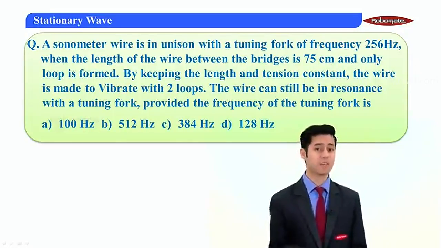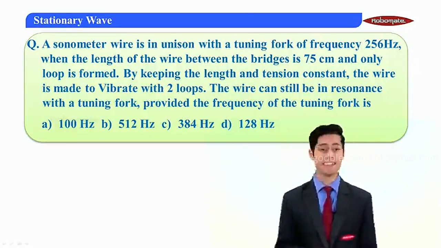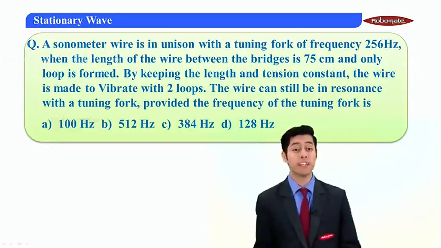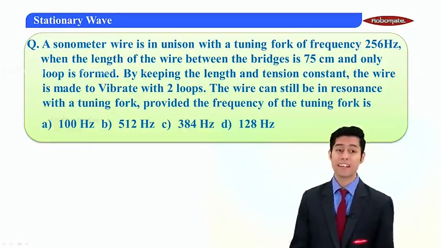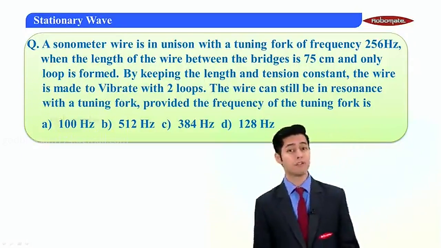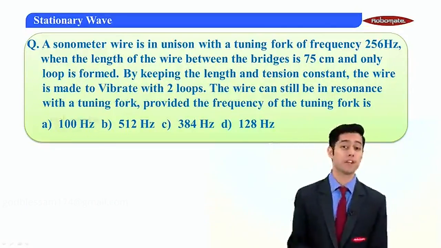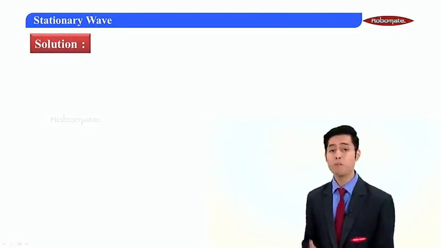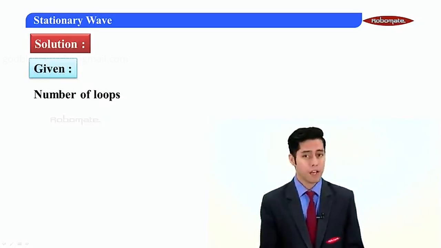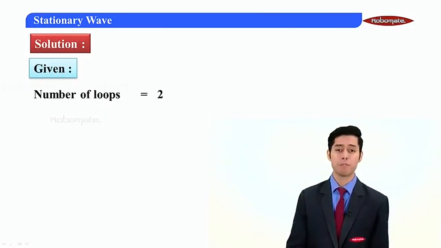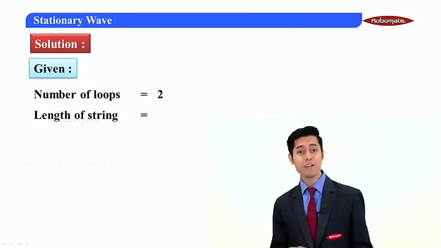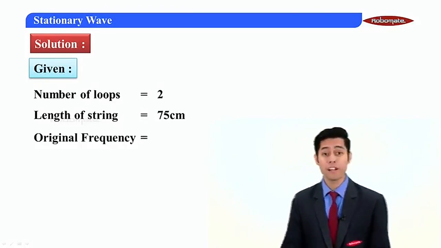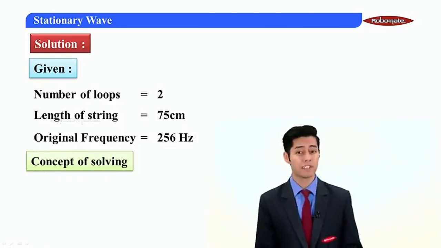The condition in the question says, by keeping the length and the tension constant, the wire is made to vibrate in 2 loops. The wire can still be in resonance with the tuning fork provided the frequency of the tuning fork is. Now they are asking us the frequency of the tuning fork. How do I move ahead with the solution of this problem? What is given? I have been provided with the number of loops, that is 2. The length of the string is given as 75 centimeter. Also, the original frequency is 256 Hz.